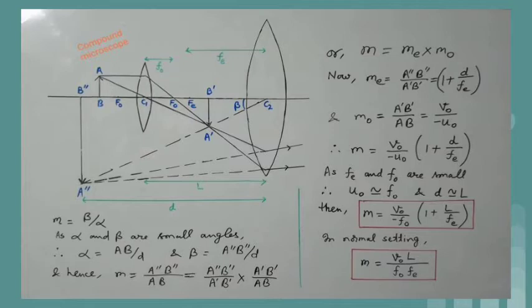The focal lengths of the objective and eyepiece, that is FO and FE respectively, being small, the magnification of the compound microscope is high. As M is negative, the image is always inverted, that is upside down and left turned right. When the final image is formed at infinity, which is called the normal setting, the magnification of the compound microscope is given as M is equal to VO into L divided by FO into FE.